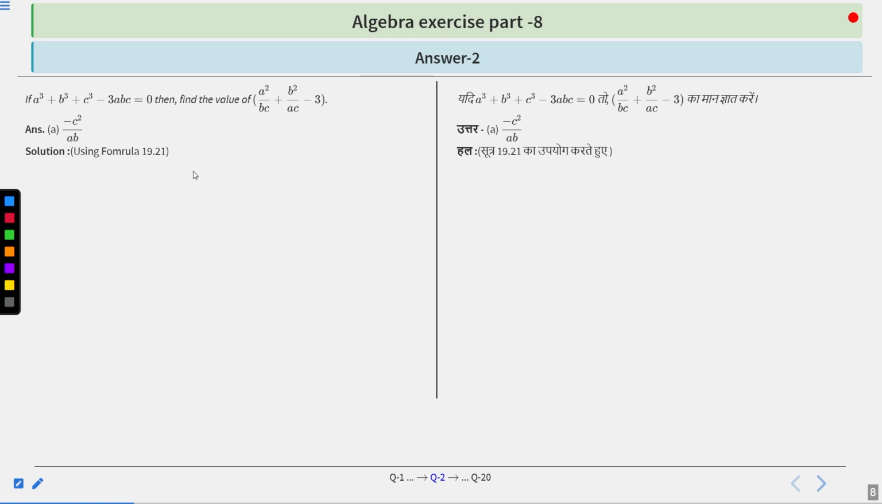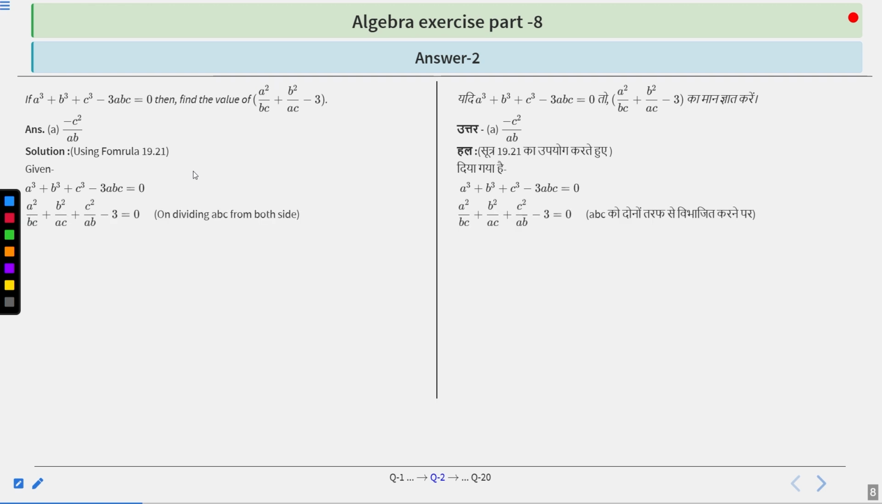We are going to use formula 19.21 to solve this one. We were given a³ + b³ + c³ − 3abc equal to 0. Now, on dividing by abc on both sides, it will be a²/bc + b²/ac + c²/ab, only minus 3 in the end, because abc will cancel out abc. That is equal to 0.